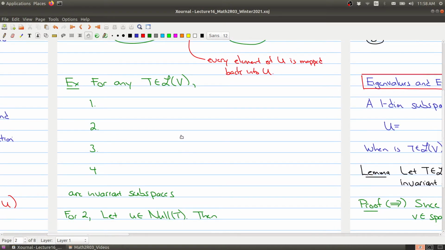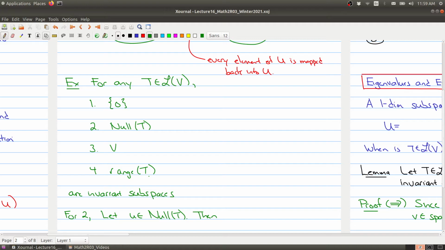And for any linear operator, there are examples of invariant subspaces. So let me just give you some of them. If you think of the subspace containing just 0, that's going to be an invariant subspace. A bigger set would actually be the null space of T, which is also going to be an invariant subspace of T. And then we have the bigger ones, V and the range of T, are also going to be invariant subspaces.